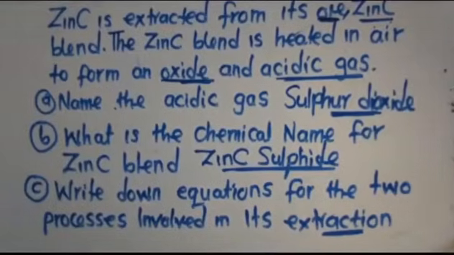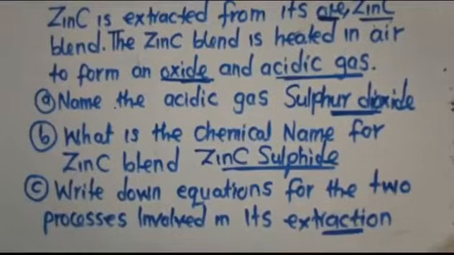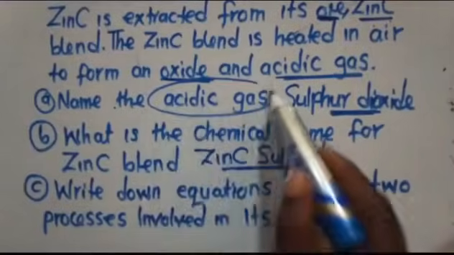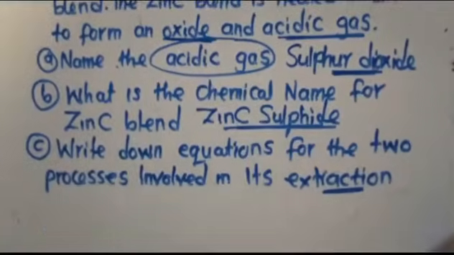So for us to extract zinc, the two equations involved are as follows. The first one is that zinc sulfide is heated in air to form zinc oxide and sulfur dioxide. The sulfur dioxide is what we are calling an acidic gas. So this is the first thing that happens.